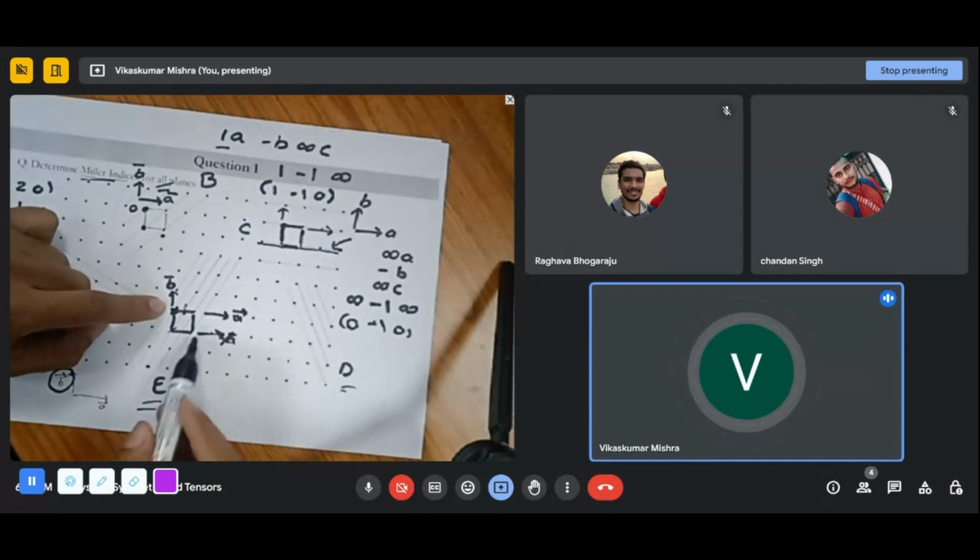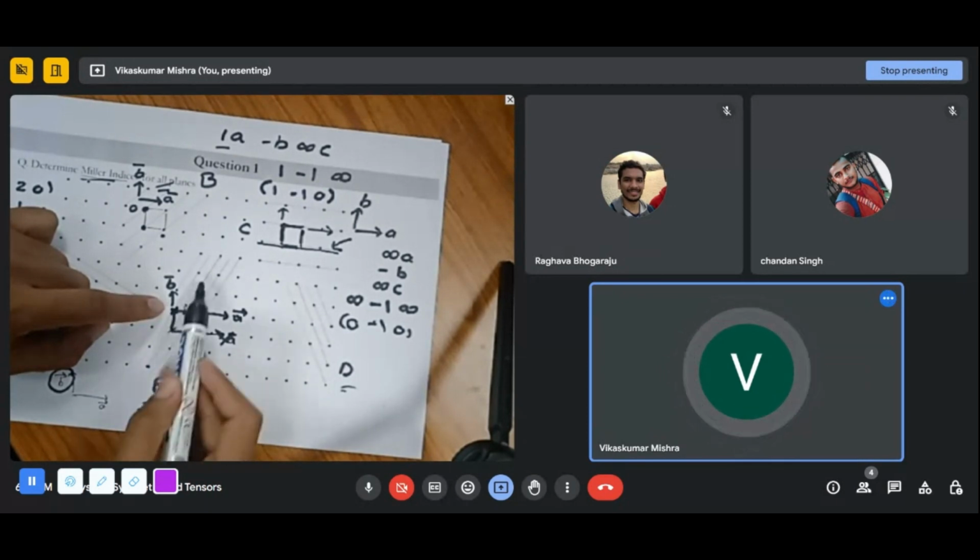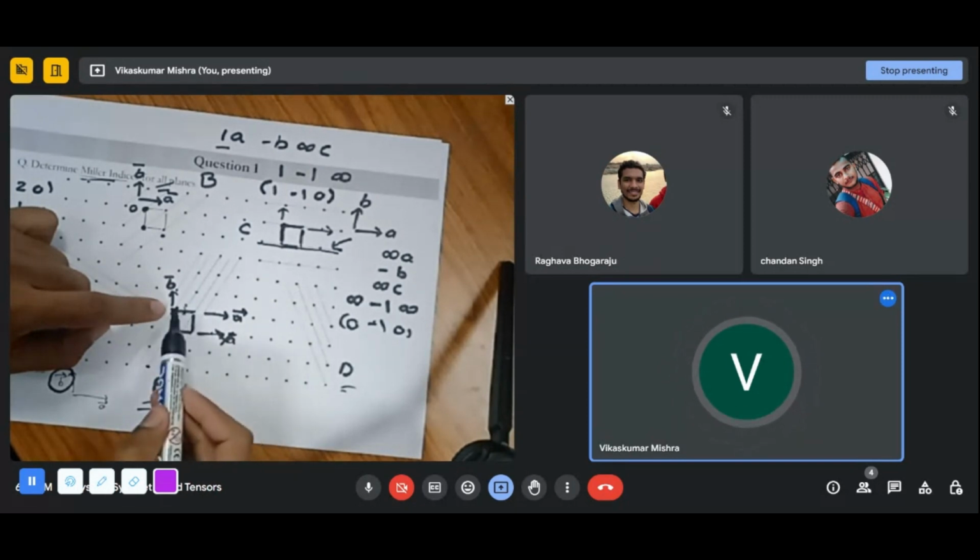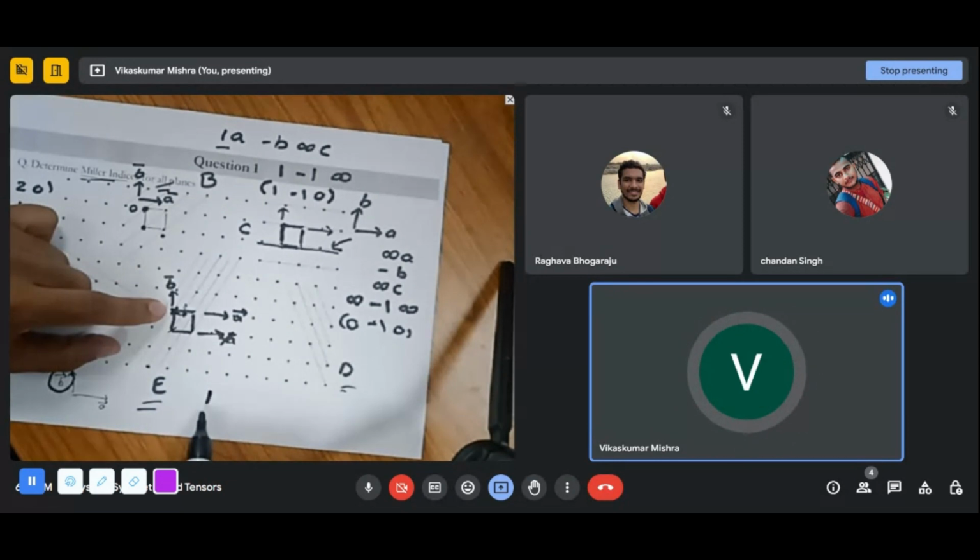Now what we can see over here is that this entire plane, where it is cut, it will cut at A. It is cutting A at a distance of 1 by 2, so we will write 1 by 2 times of A.